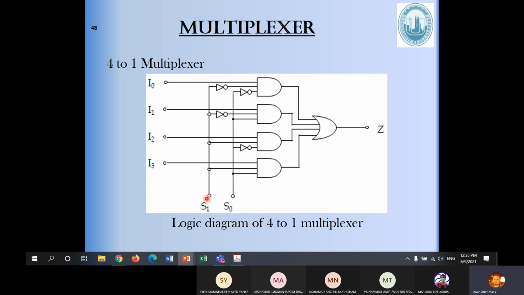So when the input is 1, 1 for selector 0 and selector 1, then I3 becomes the output. So now this selector will choose only one of the inputs to become the output. So that is a selector, a data selector. It is a multiplexer. Its job is to select data.